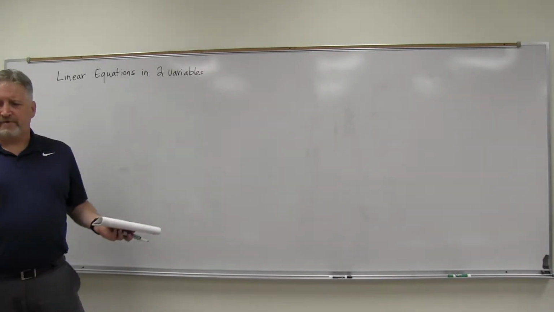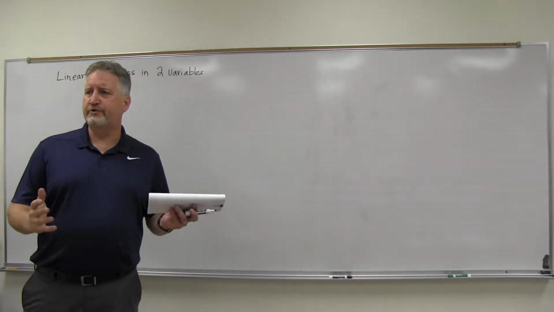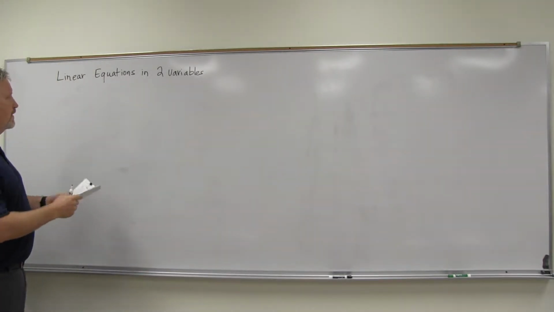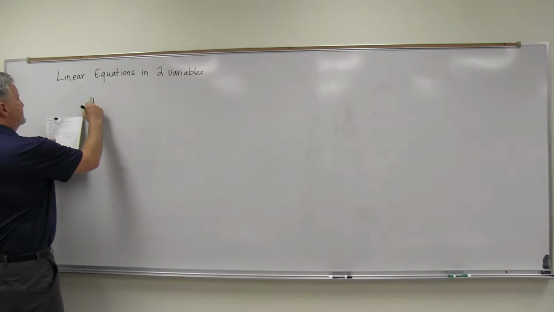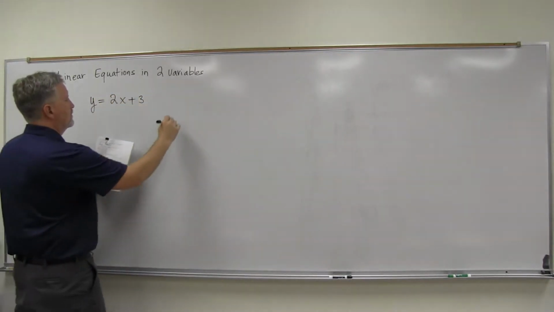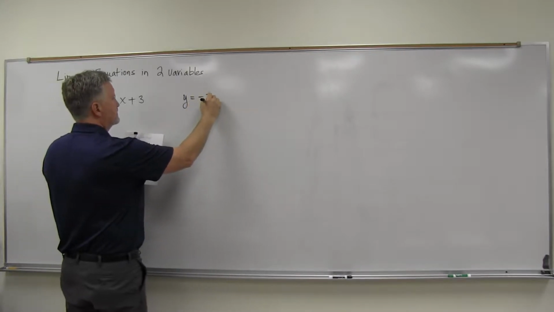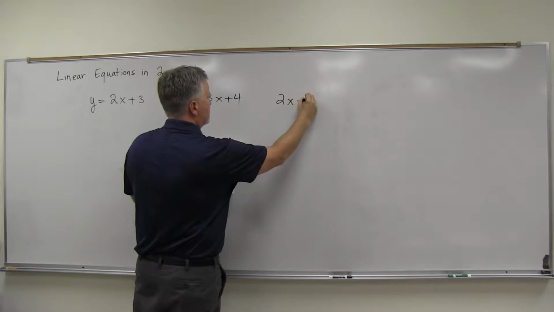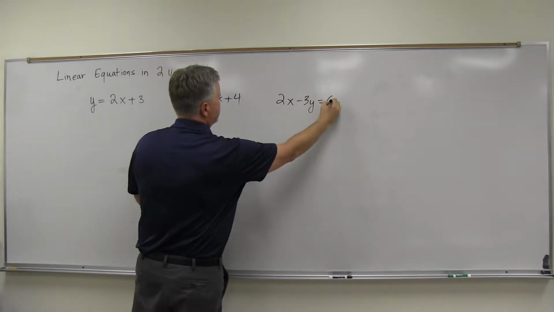All right, so let's talk about linear equations in two variables. Let me just write up here a couple of examples: y equals 2x plus 3, y equals minus 3x plus 4, and then 2x minus 3y equals 6.